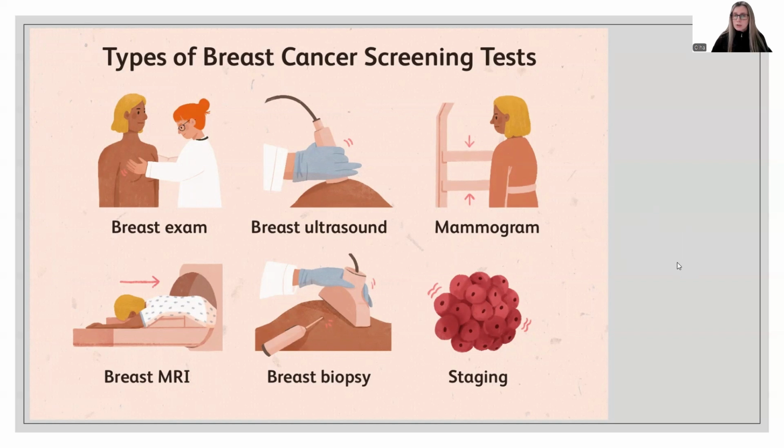A biopsy is the only definitive way to diagnose breast cancer, where a small sample of tissue is removed from the breast and examined under a microscope. The doctor will review the test results and confirm or rule out a diagnosis. Then the doctor will determine the stage of the breast cancer and recommend a treatment plan.